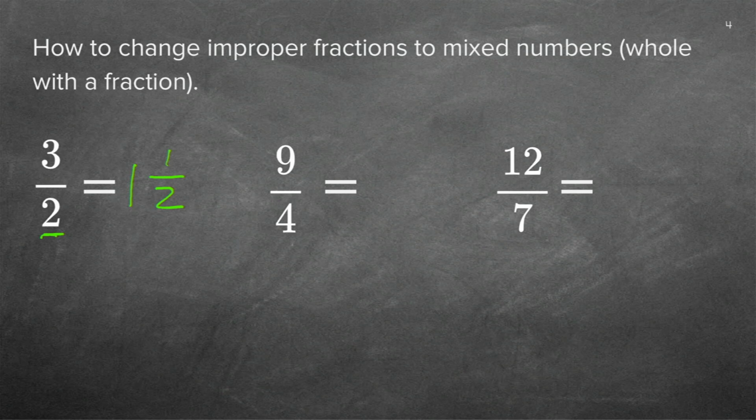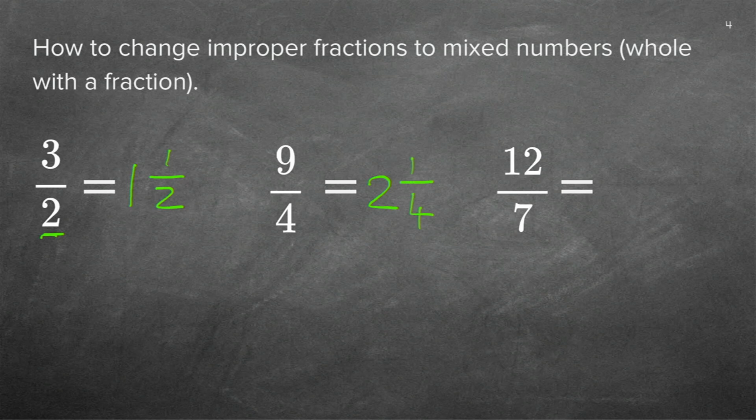9 quarters. How many times can I take 4 from 9? 4, 8, 12. 12 is greater than 9, so I can't go past 9. So it will be 4, 8. So I can take 2 wholes. And what will be left? I'm taking 8 from 9. So 1 quarter will be left.